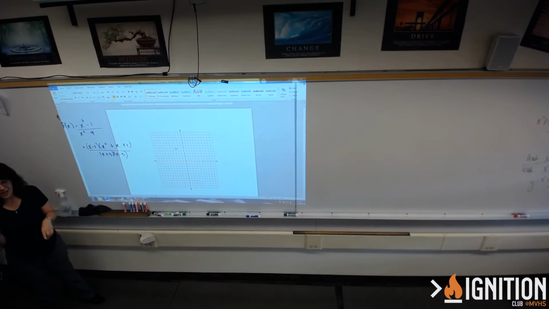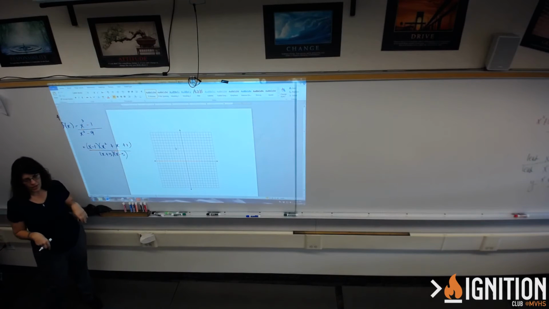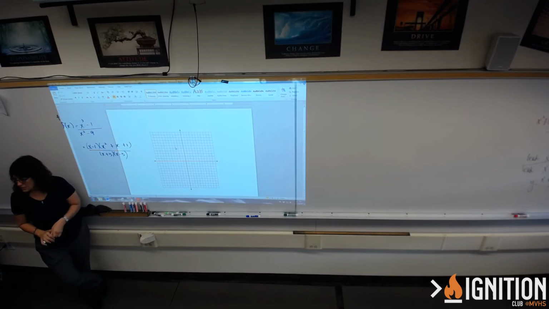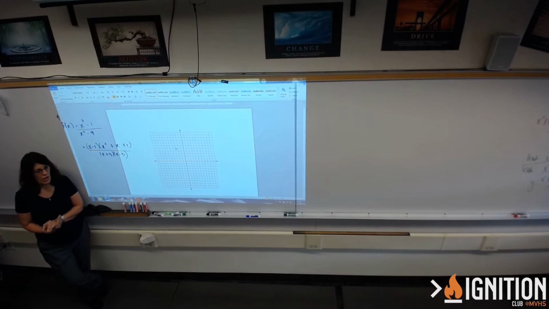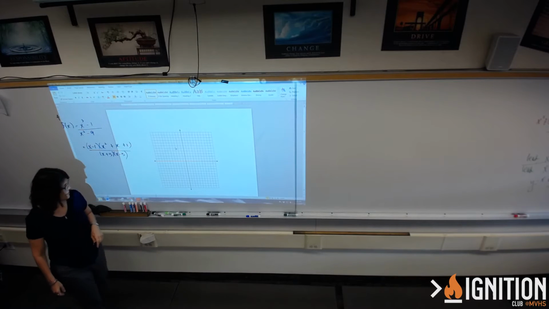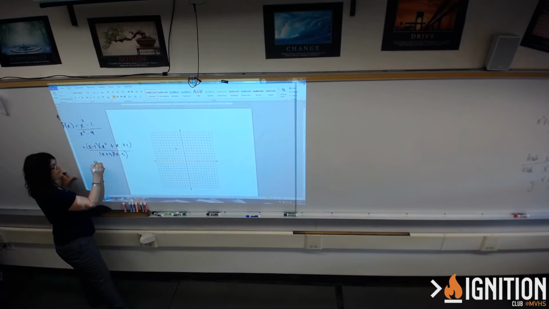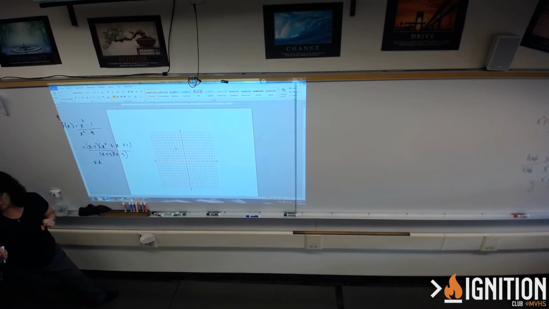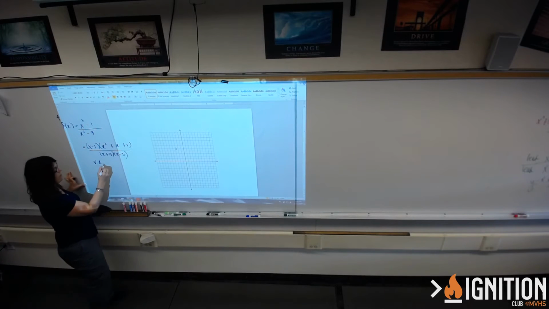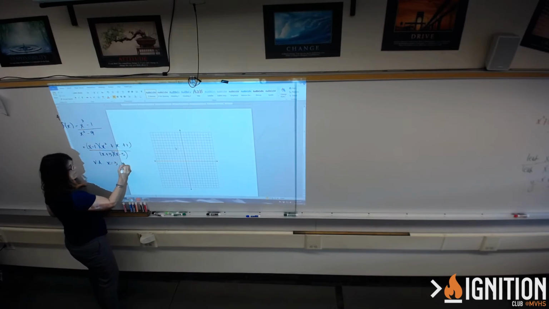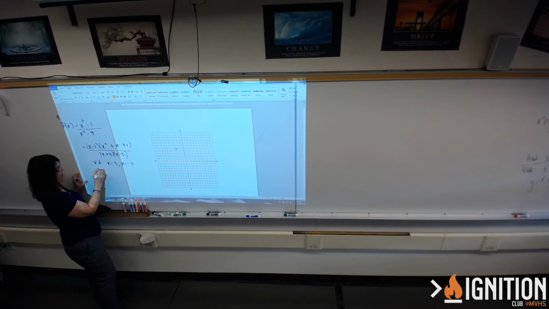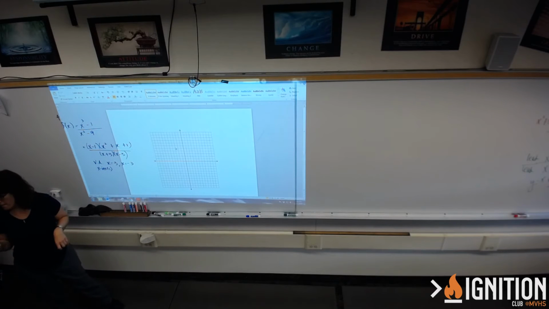Okay, so Sophie, I don't know the order that they asked you to find stuff. I'm just going to do the whole thing. Okay. Anything reduce? Any reductions? Nope, so there are no holes. So let's look at vertical asymptotes. What values of x make the denominator 0? 3 and negative 3. How about x-intercepts? 1, 0? Yeah?